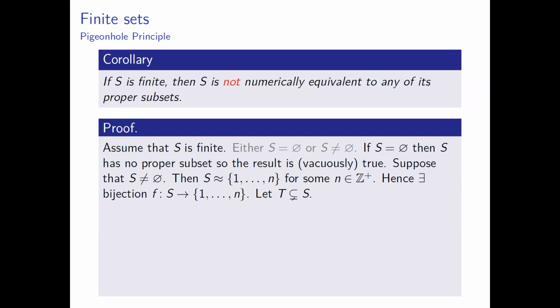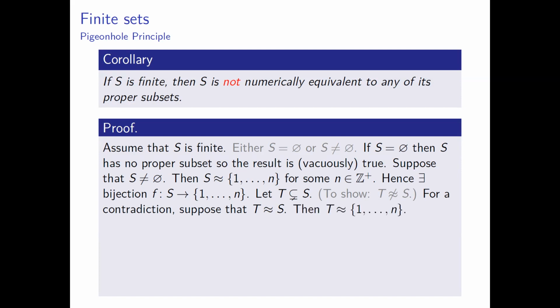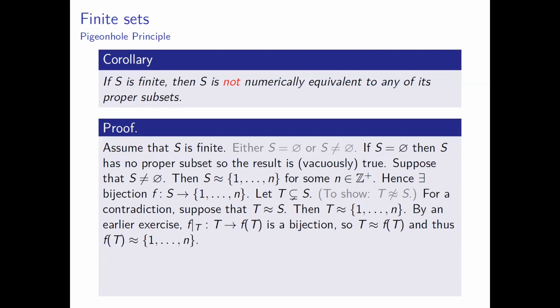Let T be a proper subset of S. We shall show that T is not numerically equivalent to S. For the sake of a contradiction, suppose that T is numerically equivalent to S. Then T is numerically equivalent to the set of integers from 1 to n. By an earlier exercise, the restriction of f to T is a bijection from T to its image f of T. So T is numerically equivalent to f of T. Thus f of T is numerically equivalent to the set of integers from 1 to n.